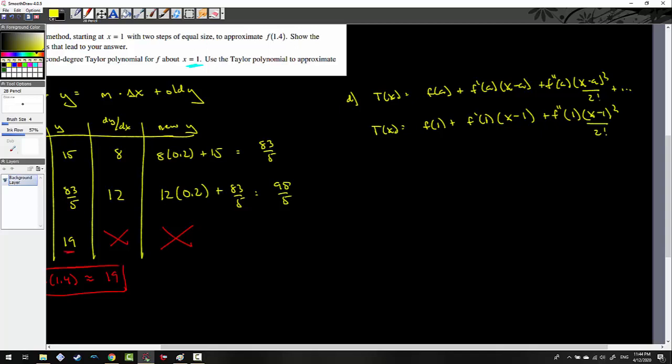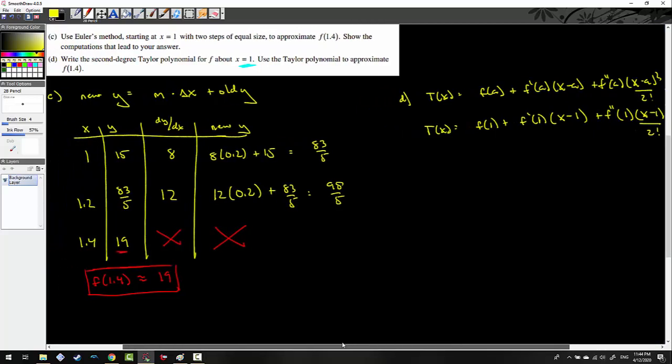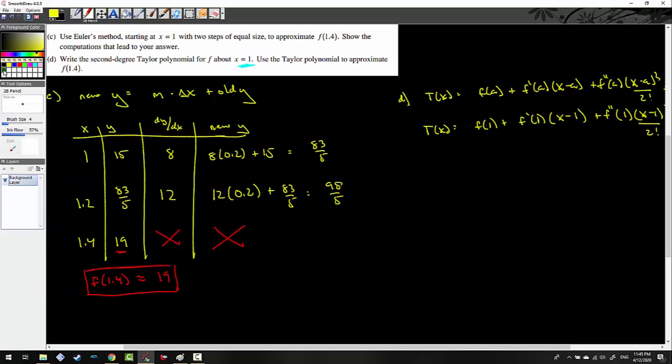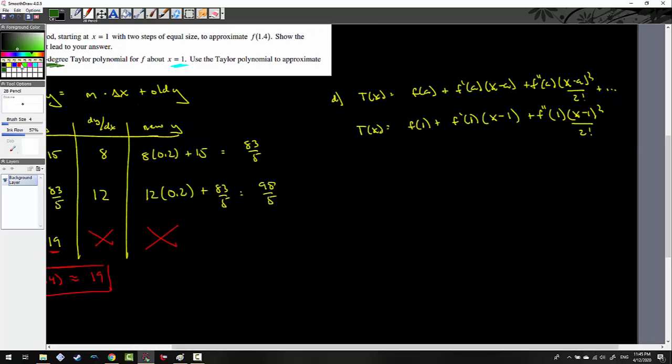Now, how do I know when to stop? Well, that comes down to how they asked the question. Notice, they said they want a second degree Taylor polynomial, which means the highest power that they want to see from me is none other than the power of 2. So after this, I'm almost there. So what am I going to do with this information?